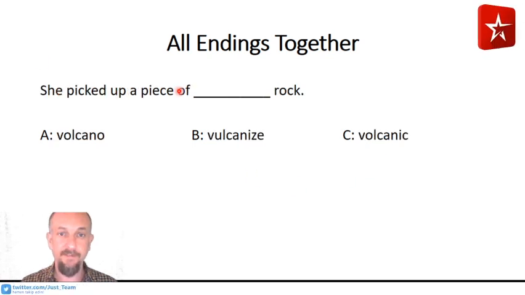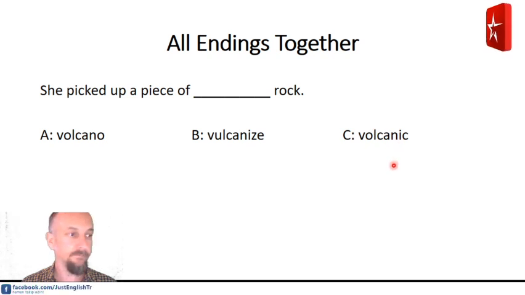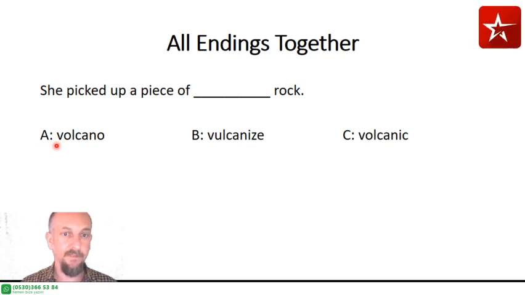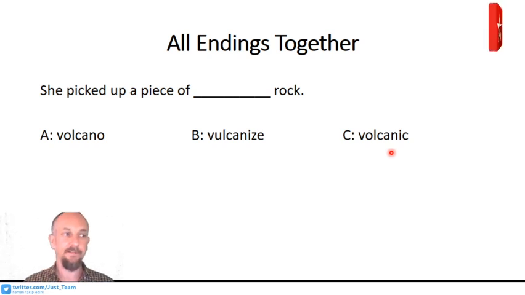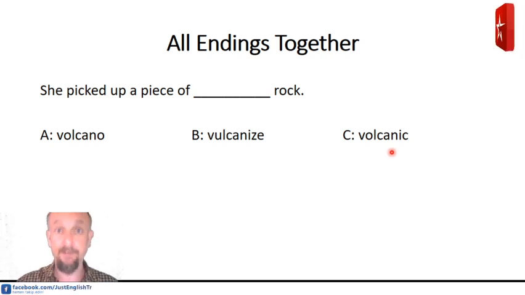She picked up a piece of rock. Volcano, vulcanize, or volcanic. Very good. Yeah, we need a verb, Aynur. 100%. So what about this one then? A, volcano, B, vulcanize, or C, volcanic? C. And can you tell me why? Very quickly.